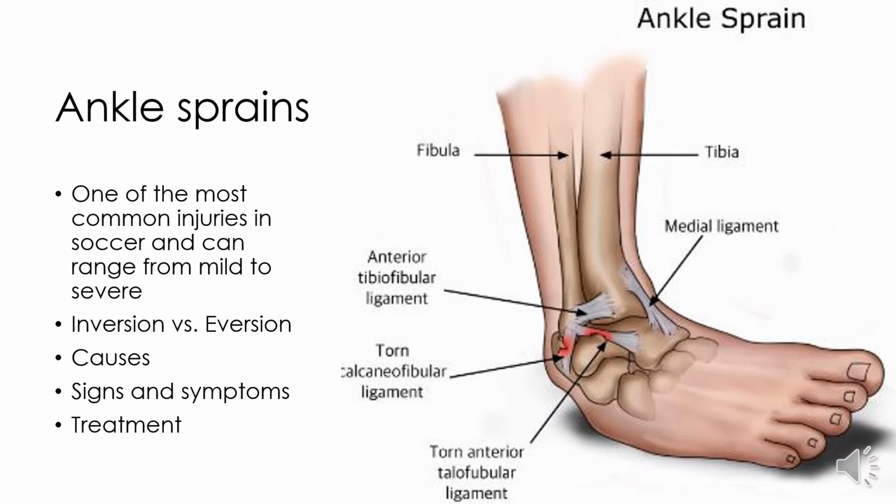Ankle sprains are one of, if not the most common injury in soccer and can range from mild to severe. There are two types of ankle sprains, inversion and eversion. Inversion occurs when the outer ligaments are stretched too far. This is the more common of the two. Eversion ankle sprains occur when the ankle rolls outwards.